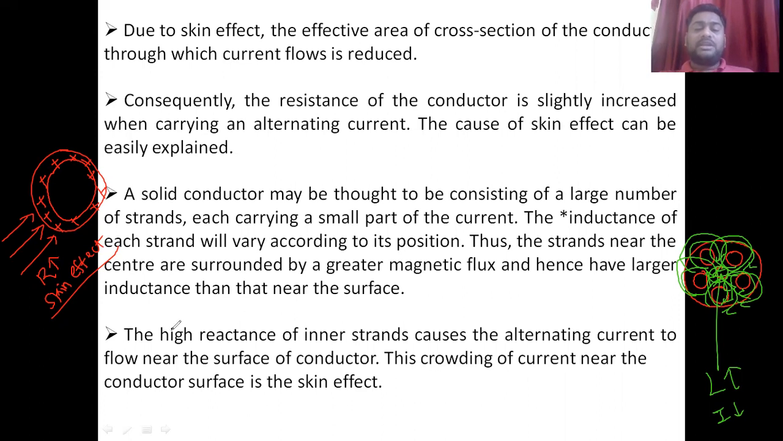The high reactance of the inner strands means the inner strand inductance increases, so the reactive property also increases for the inner conductor due to the surrounding conductor. That's why the current does not flow through the inner conductor as compared with the outer conductor, and this is only possible on the AC side. In DC there are no flux linkages, because the flux is uniform, and there are no mutual or alternating flux linkages in a DC line.